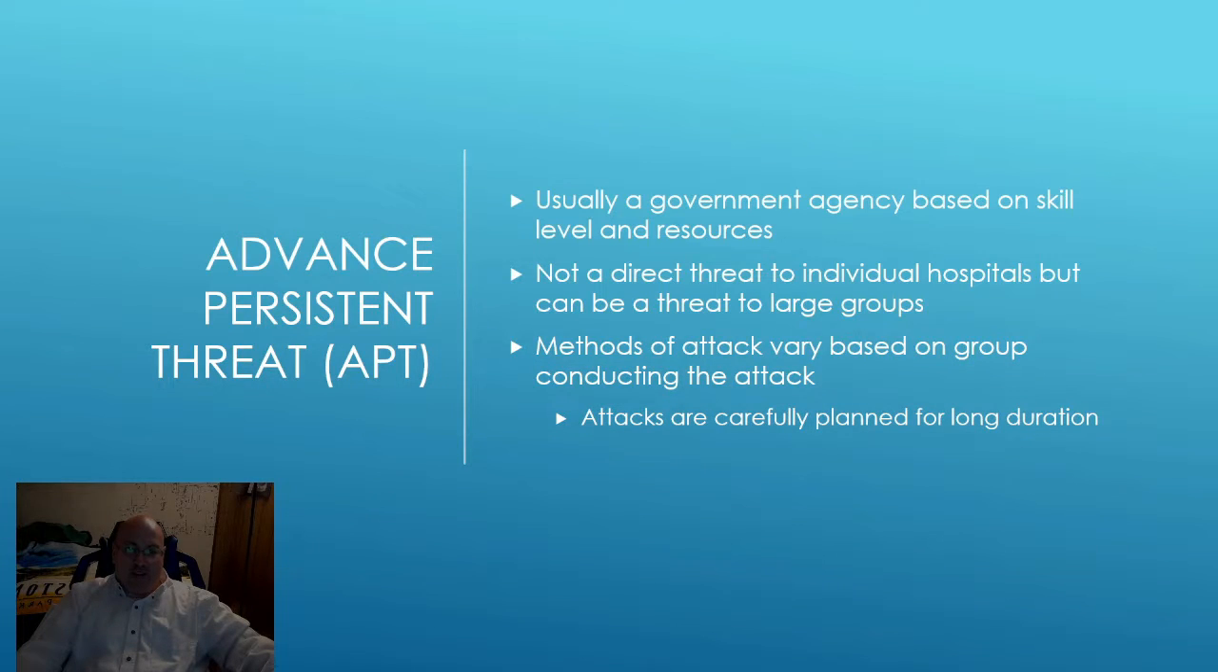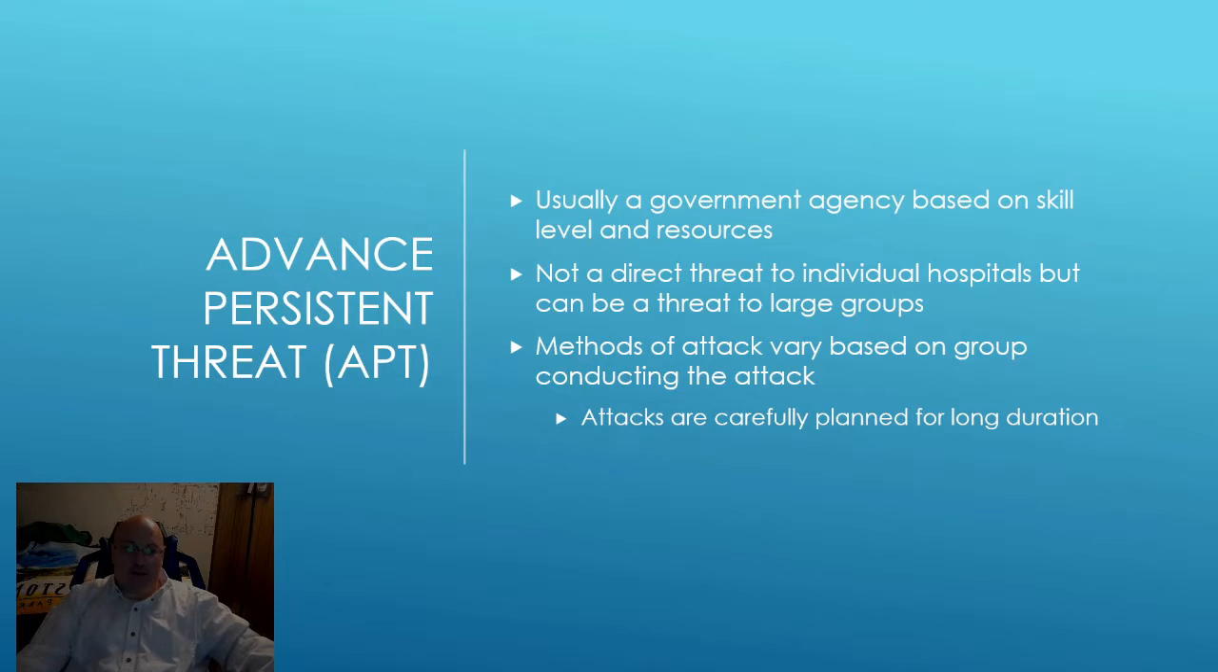So advanced persistent threats are usually government-based actors. You'll hear about Russian hackers or Chinese hackers and stuff like that. Those are usually either state-sponsored or state-affiliated, depending on how much separation the government in question wants to have from those actors. Specifically, any major actor can be classified as an advanced persistent threat.